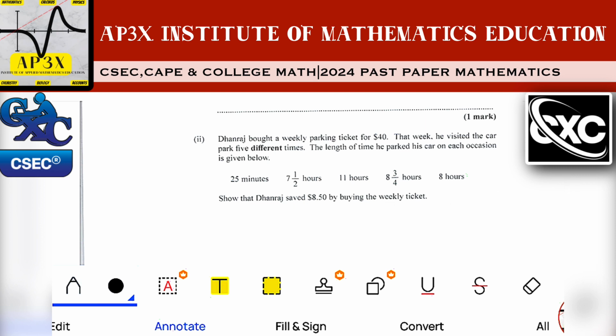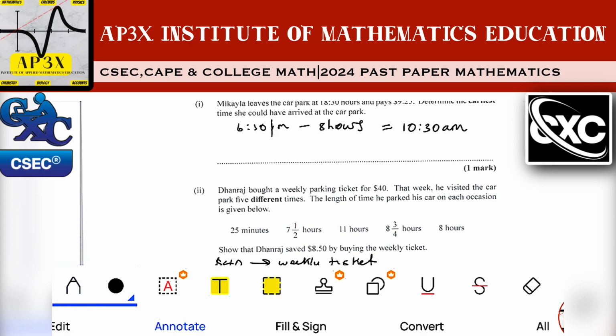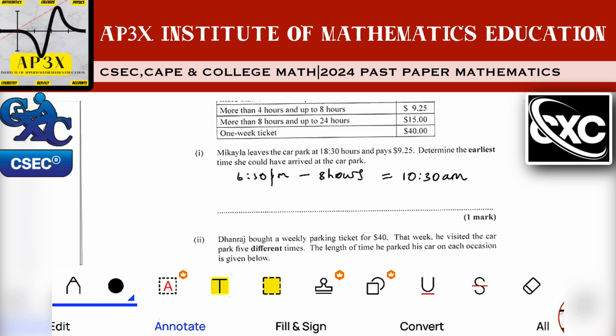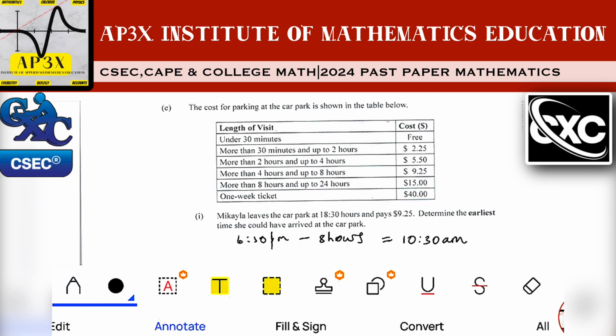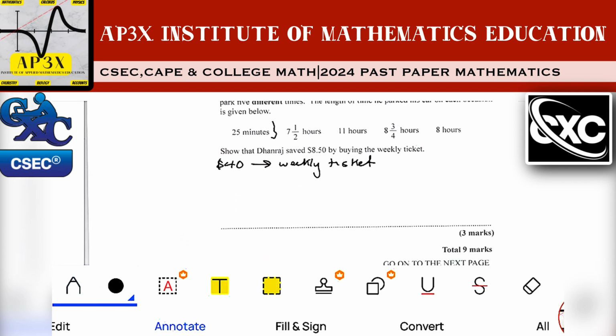All right, so we know that a weekly ticket is $40. So $40 is equivalent to a weekly ticket. And so let's check the individual calculations for each time he parks. So here, based on the table, the first time Dan Raj parked was for 25 minutes, which is under 30 minutes, so he got that particular time free. So there's no charge here. The charge is going to be $0 on that day.